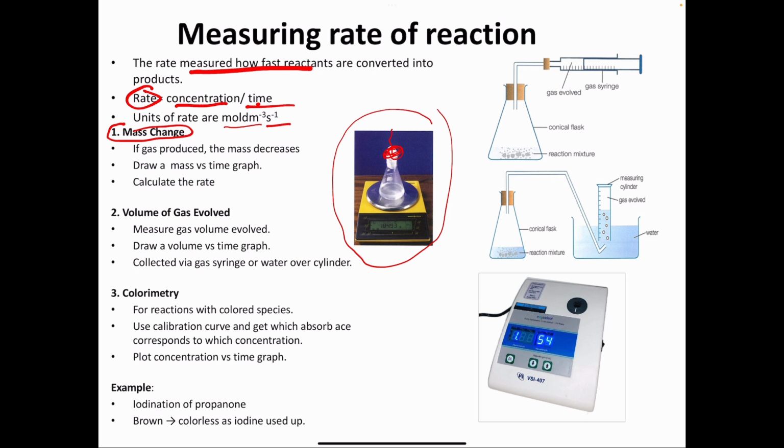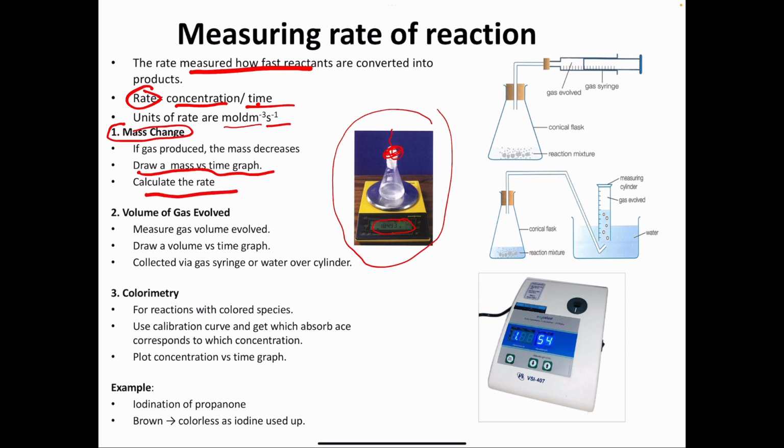So the progress of the reaction is going to be known by seeing how much the mass is decreasing. And this mass is going to be recorded over time, and a graph of mass over time is going to be drawn, and it's going to be used to calculate the rate.